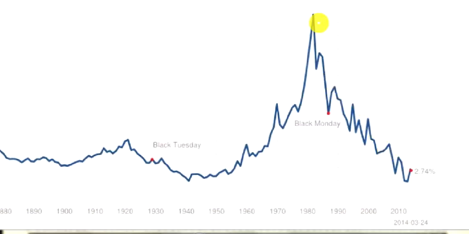But what I want to point out here that's important is you have a high, you have a low, a lower high, a lower low, a lower high, a lower low, a lower high. So this is a trend. This is the definition of a trend when you have these lower highs and lower lows. Definition of a downtrend in this case.